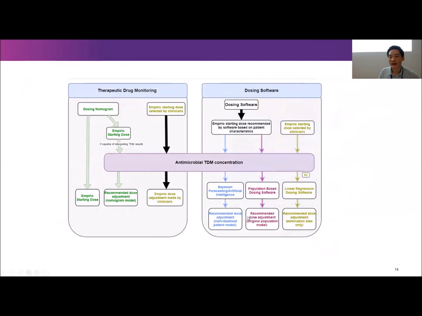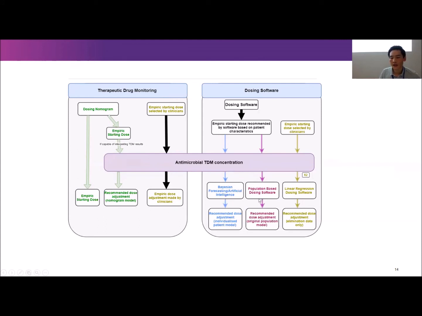This is just a summary slide that just shows you how therapeutic drug monitoring integrates with dosing software. So you have your more traditional methods of utilizing TDM results. You've got your dosing nomograms that can generate an empiric starting dose. Some dosing nomograms have the ability to interpret therapeutic drug monitoring results and can then give you a recommended dose based on your concentrations. If that's not available, clinicians can empirically start a patient on a particular dose of an antibiotic, and then based on the therapeutic drug monitoring results, you can then empirically adjust the dose of your antibiotics.